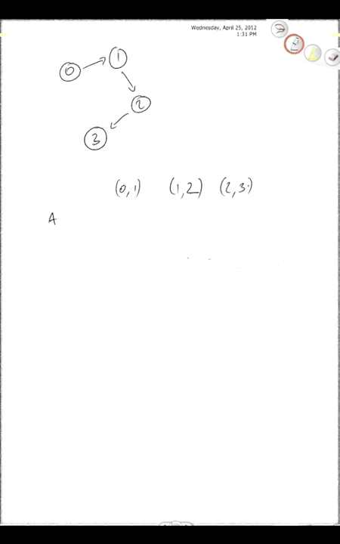So here's a particular graph: 0, 1, 2, 3. We said that the A matrix is going to have one column for each edge. So here's a column for 0,1, a column for 1,2, and a column for 2,3. And we said it has one row for each node. So here's a row for 0, 1, 2, and 3.